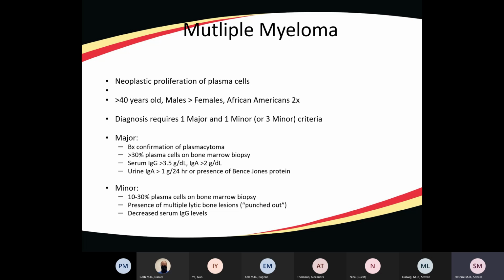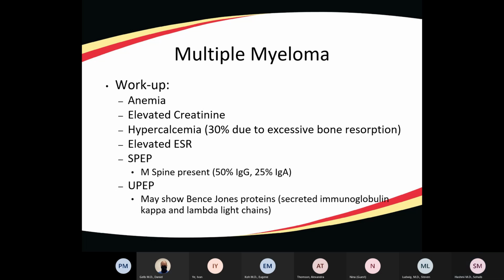The minor criteria are 10 to 30% plasma cells, presence of punched out multiple lytic lesions, and on these skeletal surveys, you will see them spanning from the calvaria all the way down to the appendicular skeleton. Decreased serum IgG levels are also one of the minor criteria. And so the workup has to be complete here, with a workup for anemia and the creatinine. There's hypercalcemia in these due to the excess bone resorption with these punched out lesions, elevated ESR, SPEP, and UPEP.